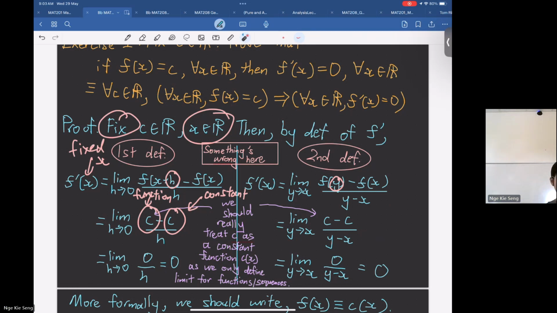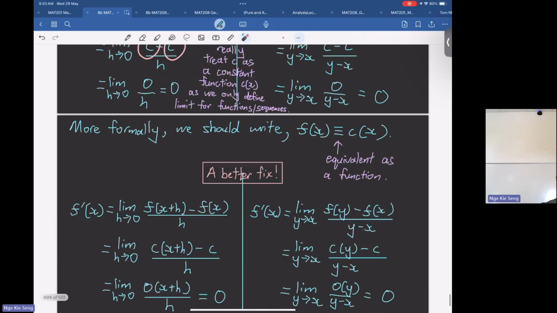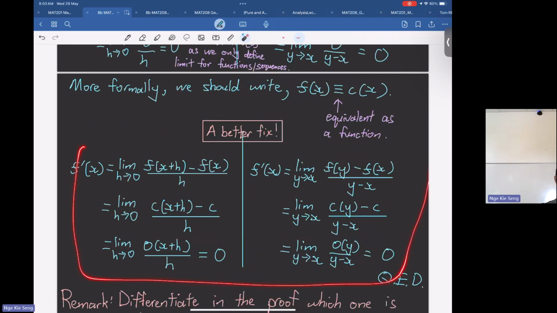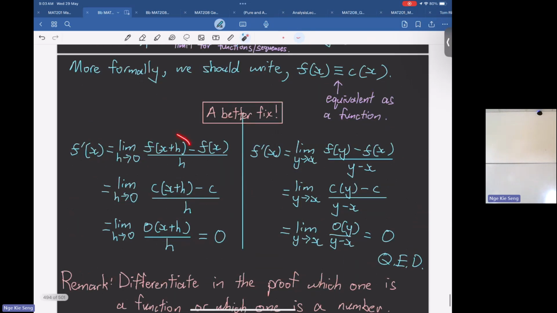In this case, we will write like this more formally. Instead of writing c for f(x+h), we write c(x+h), meaning this f is a constant function. But you see, a constant function c minus c, why do you get a zero function?